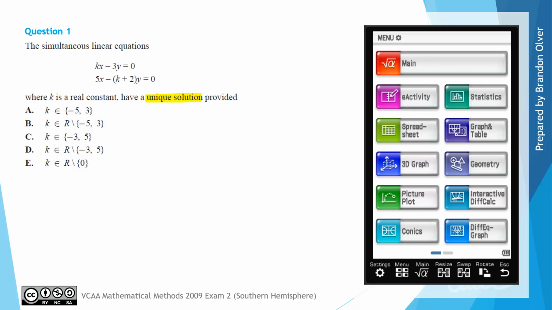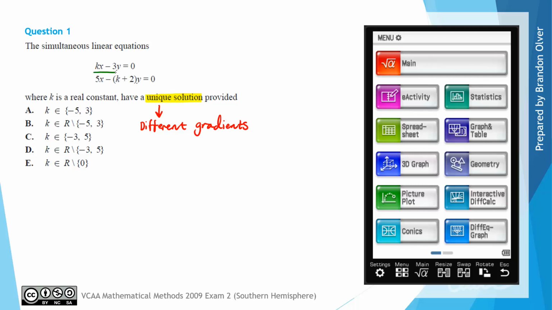So I'll show you two approaches in this video. The first one is that we know that we will get unique solutions for simultaneous linear equations provided that we have different gradients. So if we want to have different gradients, we'll need to get these two equations in the gradient-intercept form so that we can compare them.